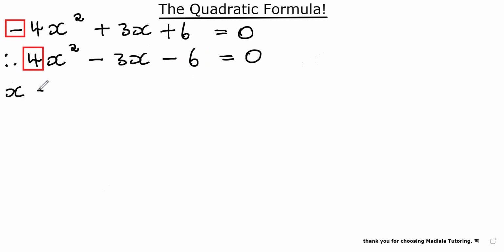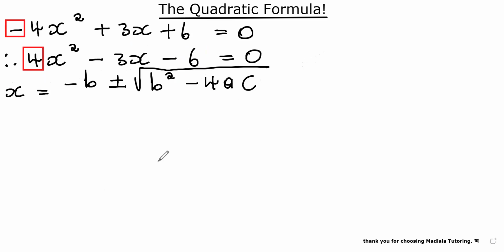Then now it's time for us to state the quadratic formula. It's negative b plus or minus the square root of b squared minus 4ac. And of course, this entire thing is further divided by 2a.